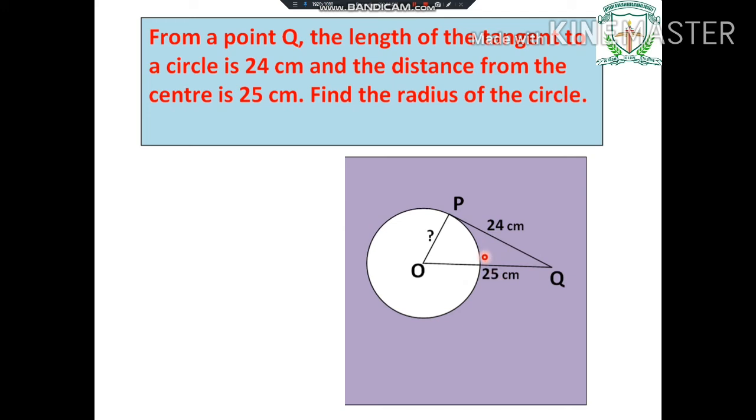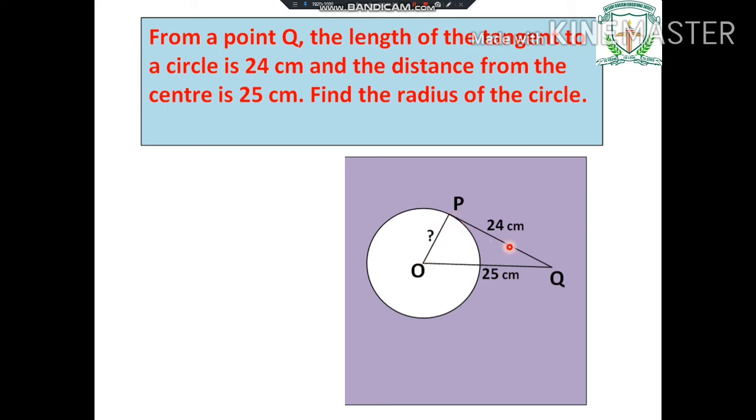Now what is to be found? Find the radius of the circle. Now you can see when you join O and P, this becomes the radius. You have to find the radius. I have put a question mark here. Dear children, in this figure, you have to find the length OP. That becomes the solution to the problem.